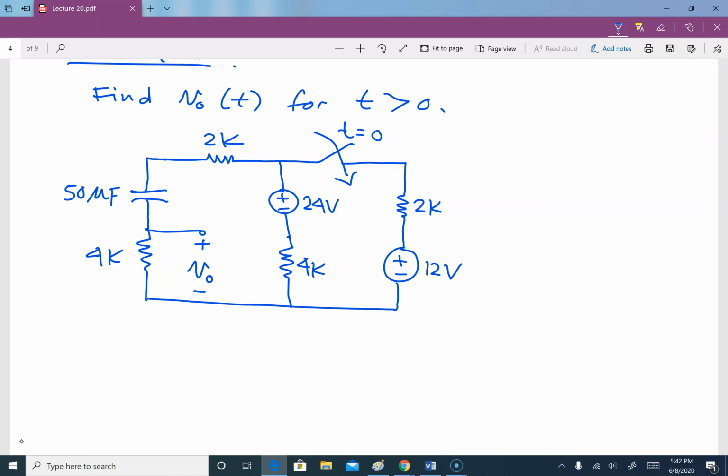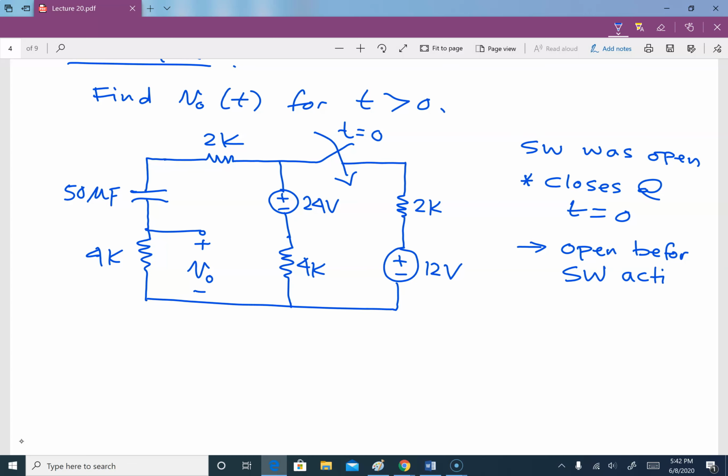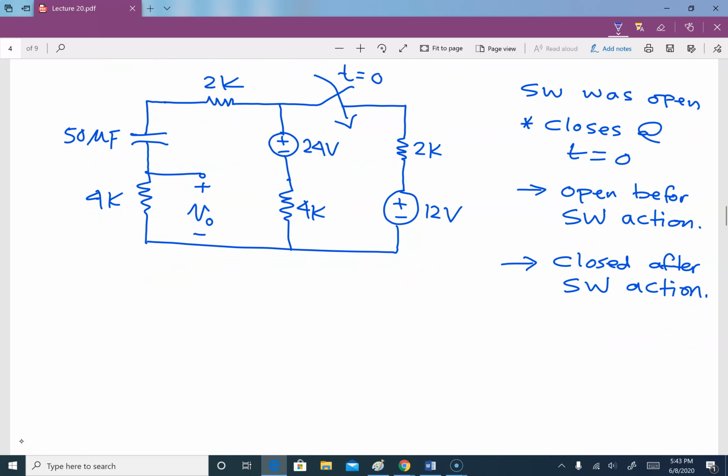So over here, if you can see that the switch was open, then closes at t is equal to 0. So that means open before switch action, and then closed, which is after switch action. Solution.